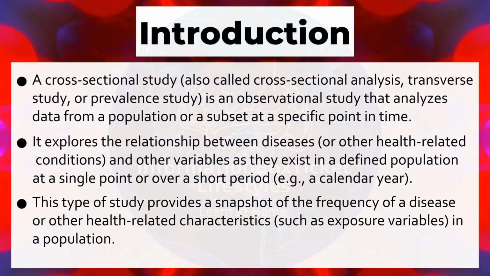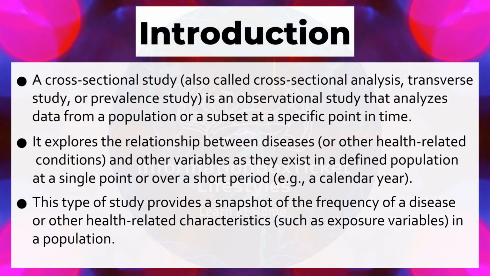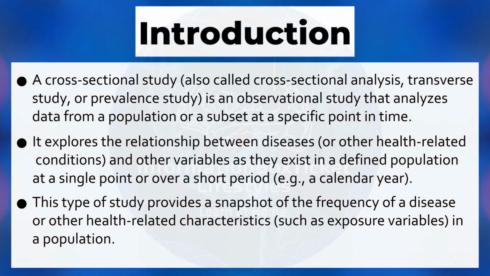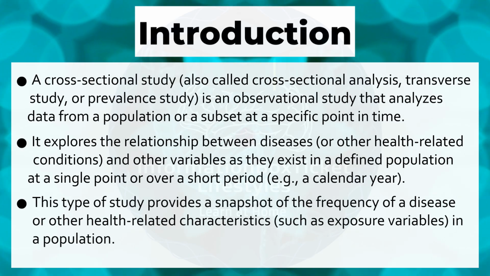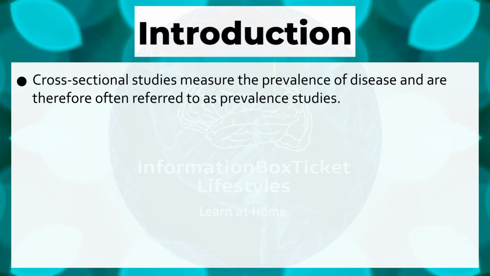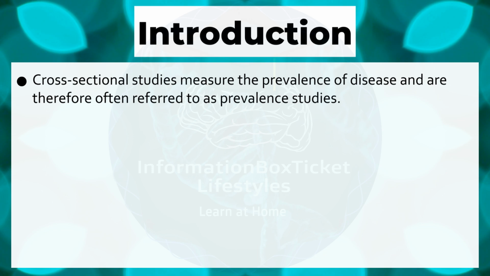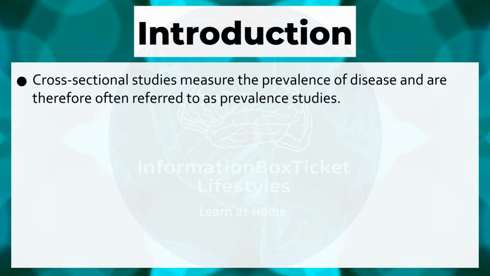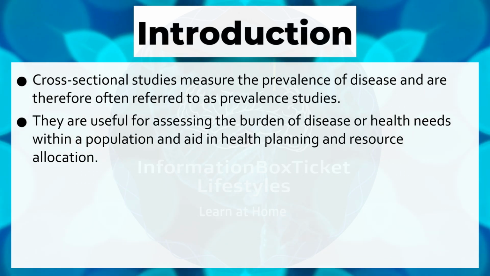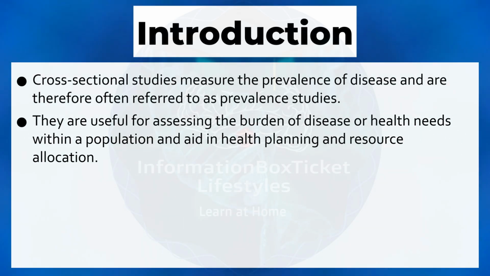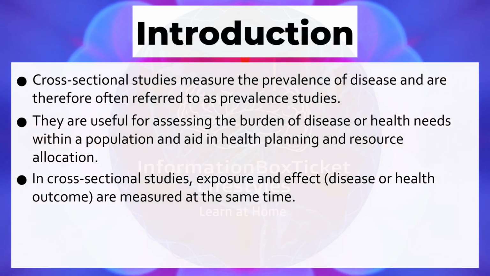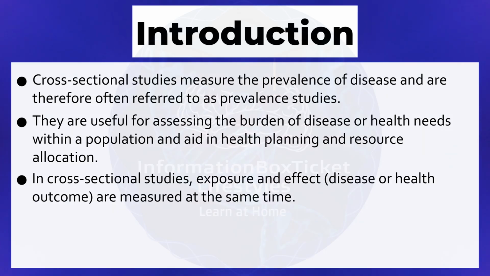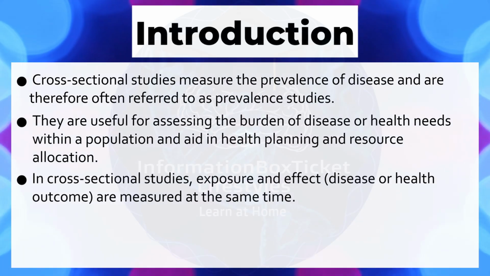This type of study provides a snapshot of the frequency of a disease or other health-related characteristics, such as exposure variables, in a population. Cross-sectional studies measure the prevalence of disease and are therefore often referred to as prevalence studies. They are useful for assessing the burden of disease or health needs within a population and aid in health planning and resource allocation. In cross-sectional studies, exposure and effect, disease or health outcome, are measured at the same time.